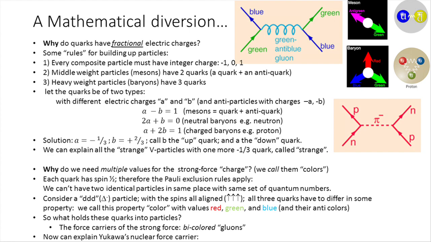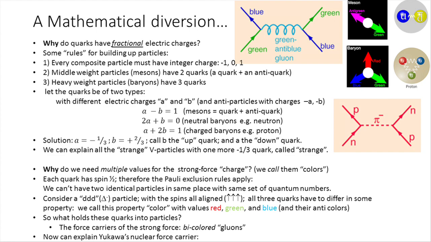Now, remember I said that the gluons were colored? Why do we have to have so many values for that? Well, each quark has a spin of 1/2. It's like an electron. And when we're building atoms, can we put 2 electrons in exactly the same place? This is the Pauli exclusion principle. If they're in the same place, they have to have different spins.